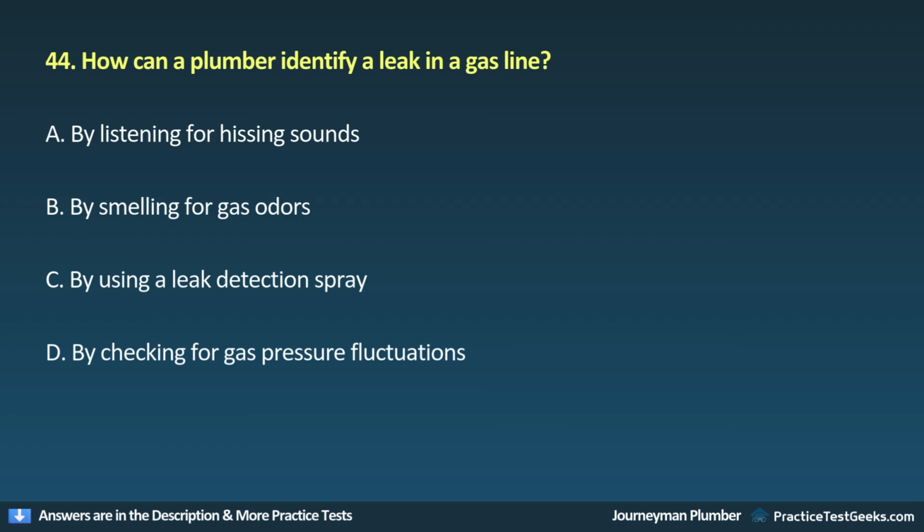44. How can a plumber identify a leak in a gas line? A. By listening for hissing sounds. B. By smelling for gas odors. C. By using a leak detection spray. D. By checking for gas pressure fluctuations.